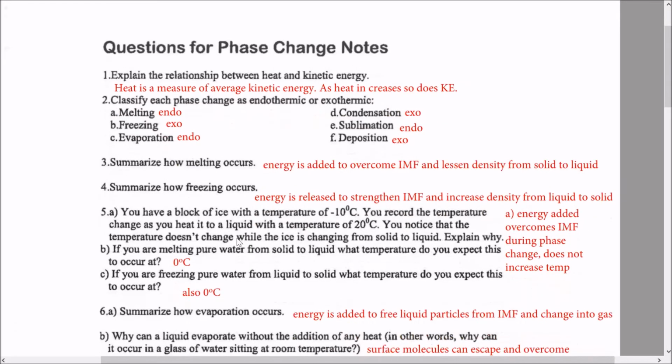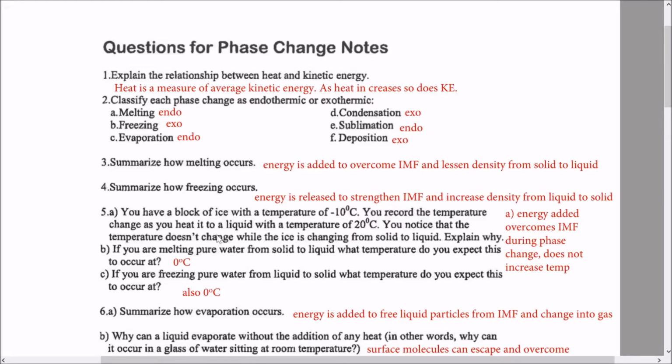Freezing, on the other hand, energy is released to strengthen the intermolecular forces, or sort of snap that magnet back together, and it increases the density from liquid to solid. So these are just opposites here. One is adding energy to overcome the forces of attraction, and one is releasing energy to give in to the forces of attraction. Alright, 5a.